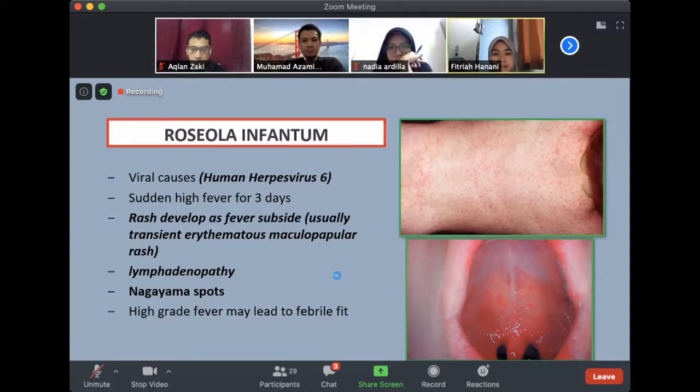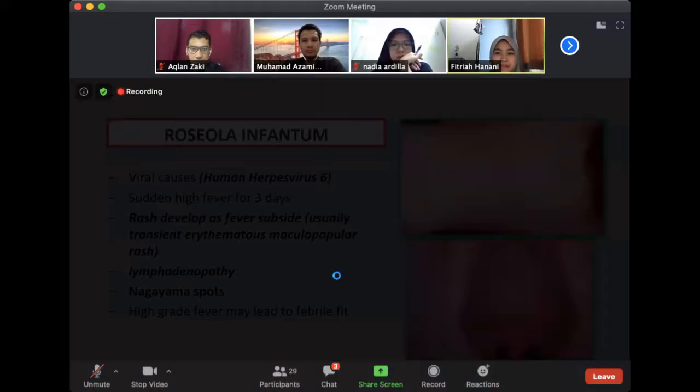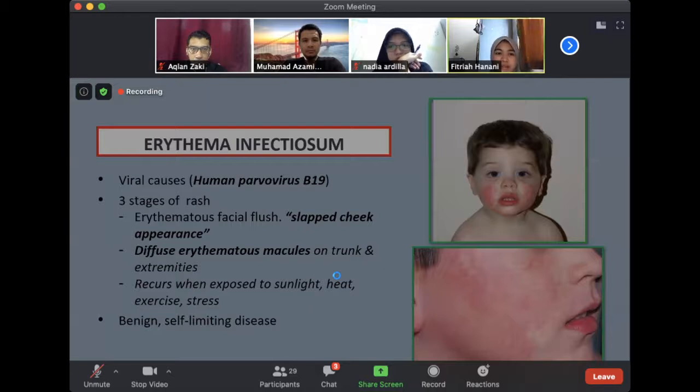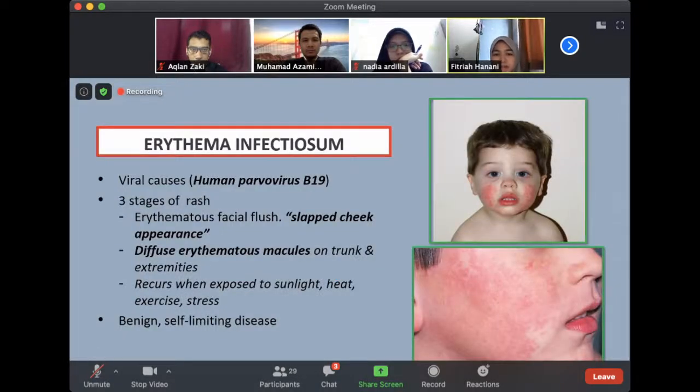Okay. Next is erythema infectiosum. It is caused by human parvovirus B19, also known as fifth disease. There are 3 stages of rash in this disease. For the first one, the patient may present with an erythematous facial flush, which we call the slapped cheek appearance, as you can see in the picture. In the next stage, the patient presents with diffuse erythematous macules that spread on the trunk and also the extremities. And then the typical feature is that the rash reappears when exposed to sunlight, heat, exercise, or stress.